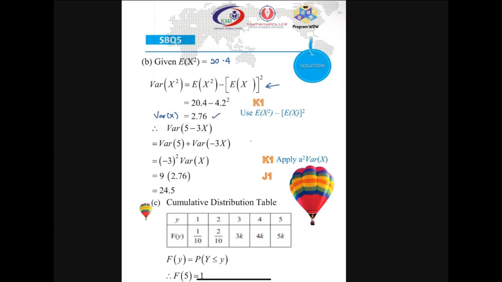Now, to solve using properties, the variance of 5 minus 3X is actually the variance of 5 plus the variance of negative 3X. The variance of a constant is basically 0. And then for the variance of negative 3X, negative 3, we have to square it. So this will become 9 times the variance of X. So 9 times 2.76, the final answer will be 24.84. Okay, settle. Very direct question. You just have to remember the formula to find the variance, and then you have to remember the properties for variance.